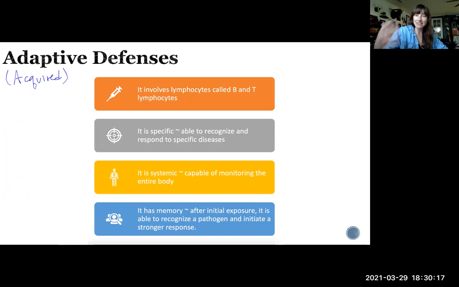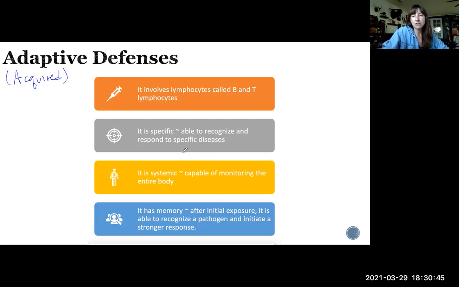It's what vaccines help us to do, right? It's why when you catch chickenpox once when you're a kid, you don't tend to get it again later on. Your body remembers it and takes care of it much faster the next time that it sees it. So we've got those B and T lymphocytes, okay? These guys are the major key players of your adaptive defenses, the adaptive part of your immune system, right? Your B and T cells.